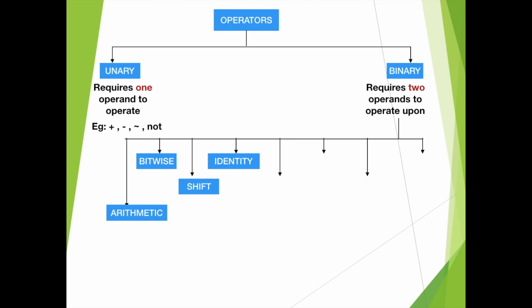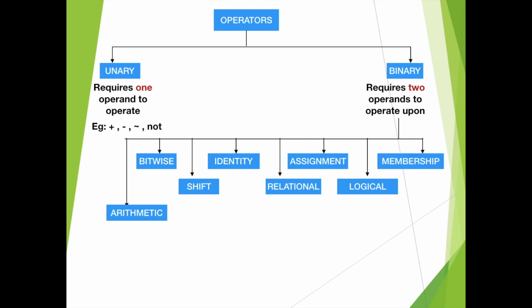Next, shift operators, identity operators, and relational operators, which include greater than, less than, equals to, not equals to, and all these symbols. Next is the assignment operator: the symbol equal to is called the assignment operator. Next are the logical operators, under which and, or, not come. Do not worry, all these things will be discussed in detail in the upcoming chapter. Next is the membership operator. So, this is the whole classification of operators available in Python.